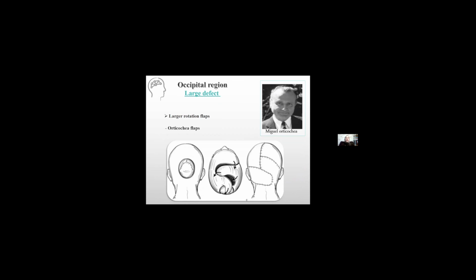For the large defect, we can reconstruct with the large rotation flap called the Orticochea flap, named after Mengele Orticochea, the professor of plastic surgery. That flap is a three-flap technique that improves the vascularity compared with the four-flap technique. So it's classically described to reconstruct the large occipital defect.